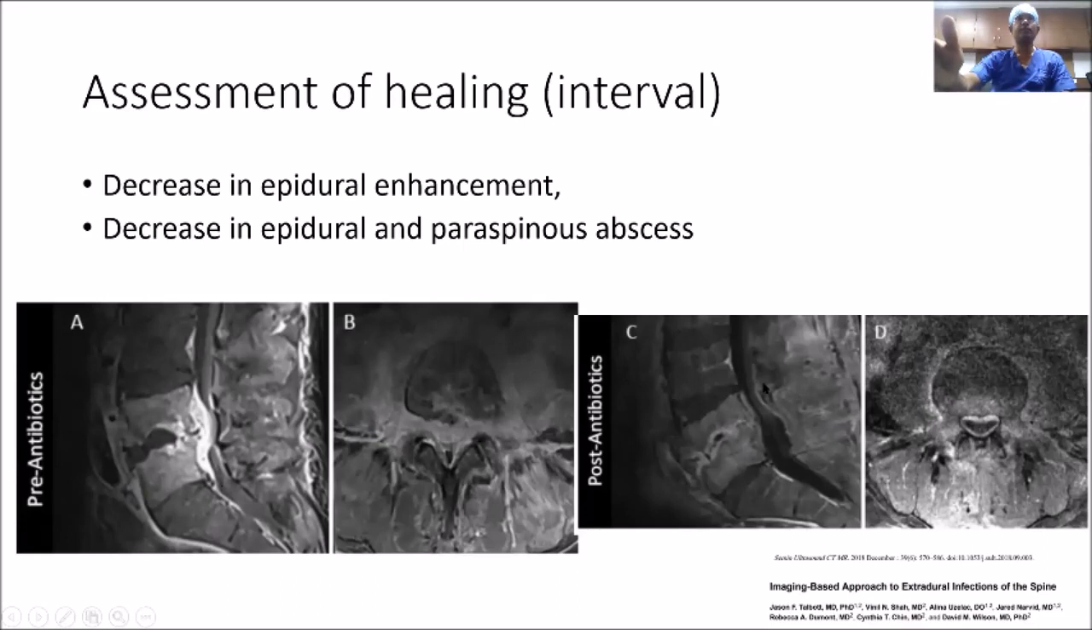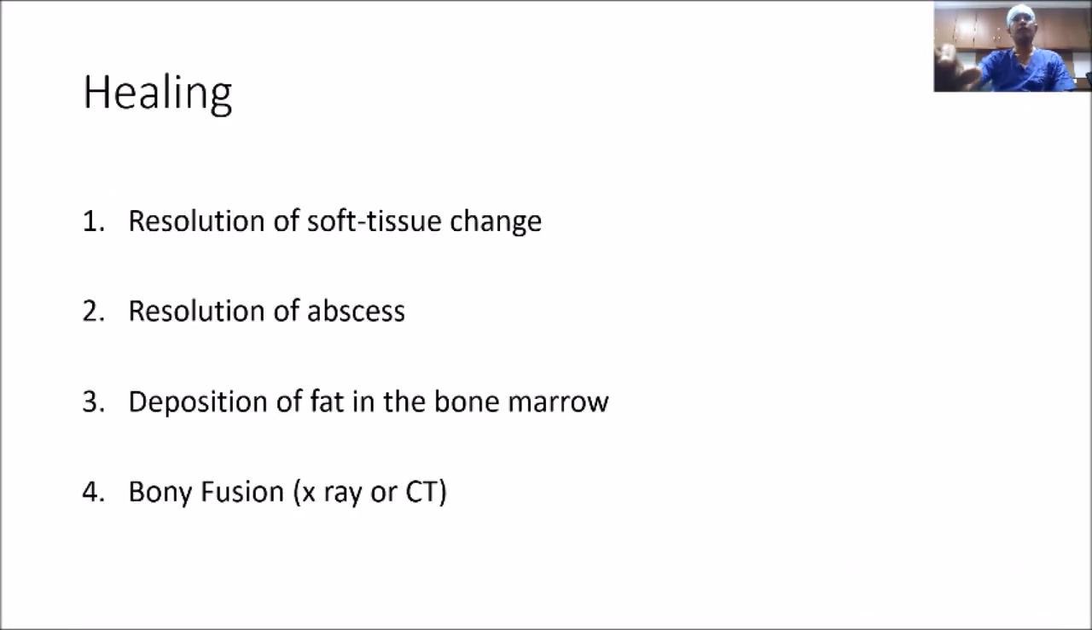So to assess the healing of the disease during the course of treatment, what we call an interval MRI is very helpful. But in the later stages after the completion of treatment, especially in patients with spinal tuberculosis, where we are not sure when to stop the antitubercular treatment, 9 months or 12 months, these changes are very well shown in the follow-up MRI: resolution of soft tissue change, resolution of abscess, deposition of fat in the bone marrow, and bone fusion.